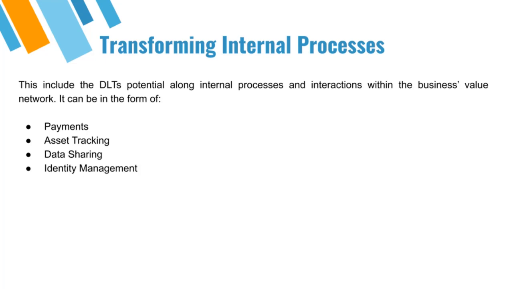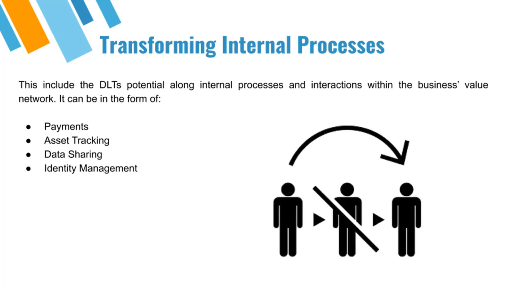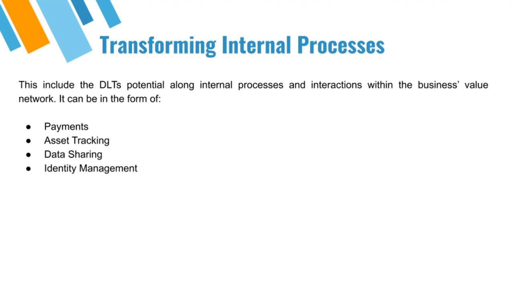This one looks into the benefit potential along with the internal processes and interaction within the business value network. The major driving force for transforming internal processes is, first, the payments. Distributed payments cut out the middleman and their additional charges. Moreover, they also reduce the administrative cost. For example, if you are doing clearing settlements of import and export using smart contracts, there you can remove the middleman and also reduce the fees carried out by the middleman. The second one is asset tracking. Distributed ledger technologies can permanently store the audit trail of data.